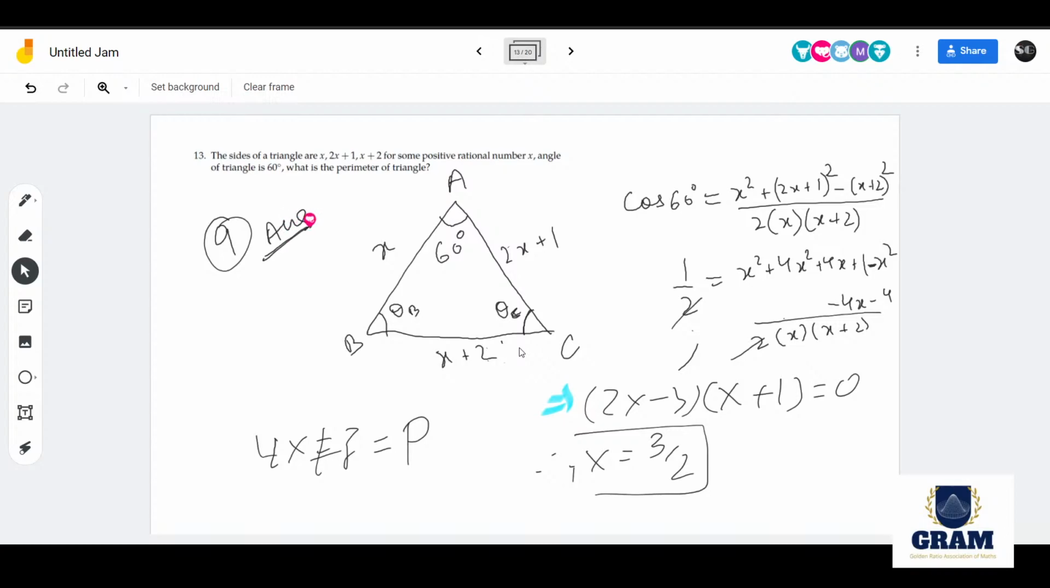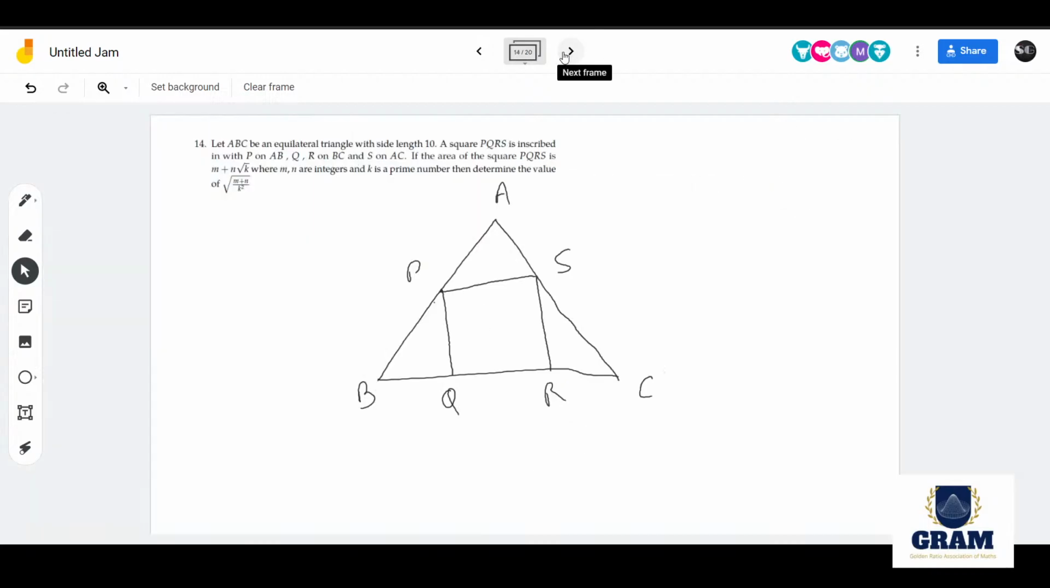So let's do the 14th question now. Very classical question. I really hate this thing that so many problems are copied.